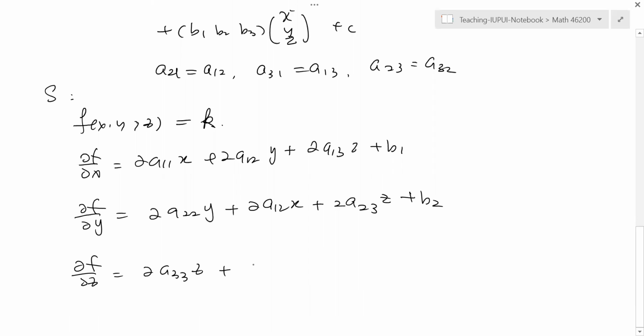A33z plus twice of 1, 3x, twice of 2, 3y, and b3. So you get a system of linear equations, and you get a unique solution when you set this to be 0. I think, okay.